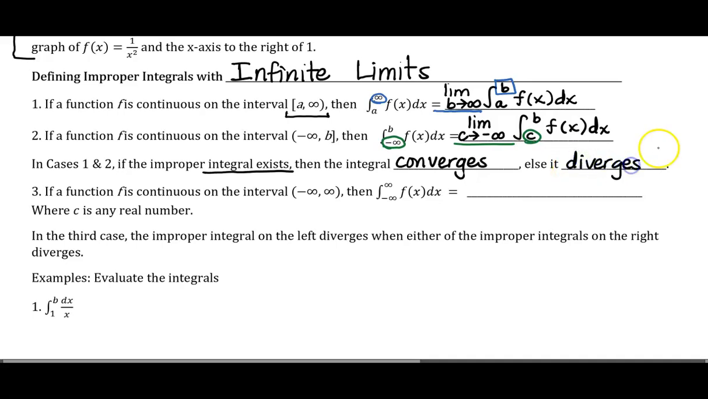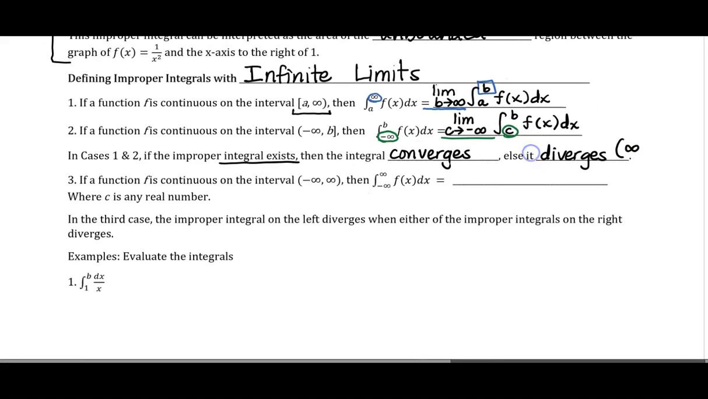So for example, if we're getting answers like infinity, that does not exist, or negative infinity, which also does not exist, then it would diverge. So when we say here, if the improper integral exists, it needs to be a real number. Infinity is not a real number.